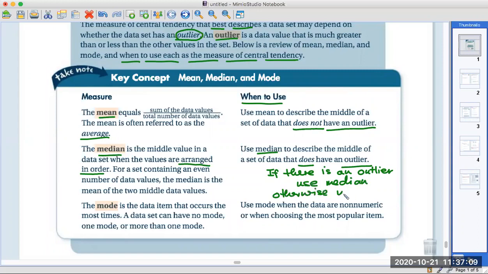Otherwise, use mean, average. The mode is the one that occurs most often. Sometimes none of them occur more often than others. So then there would be no mode. Okay, it doesn't always have to be mode. Use mode when the data are non-numeric or when choosing the most popular. So non-numeric means if you don't have numbers, like let's say you have car brands, Volkswagen, and you count how many Volkswagens, how many Toyotas. So that's non-numeric. And most popular is the mode.